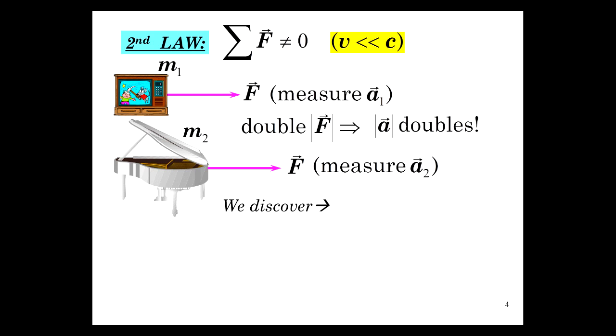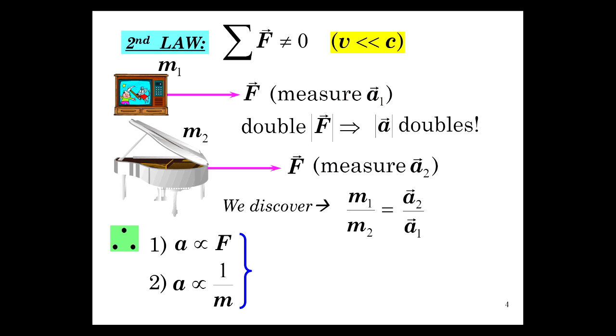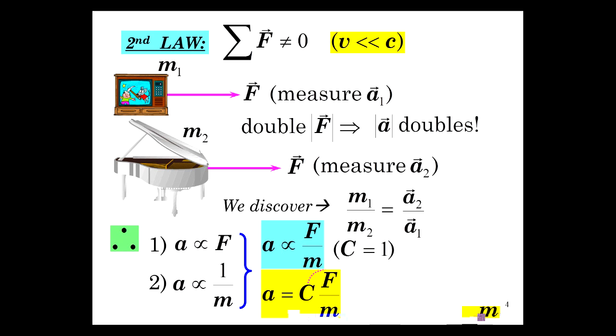Well, when we do this, we discover, after doing these experiments, that the ratio of m1 over m2 is equal to the inverse ratio of the accelerations. It always seems to hold. Therefore, we can conclude, number 1, that the acceleration is proportional to force, and it's also proportional to inverse mass. And putting those two proportionalities together gives us that acceleration is proportional to force over mass. We can make the proportionality an equality by putting a proportionality constant in there, which by definition is equal to 1, and therefore we have F equals ma. Actually, sum of F is equal to ma.